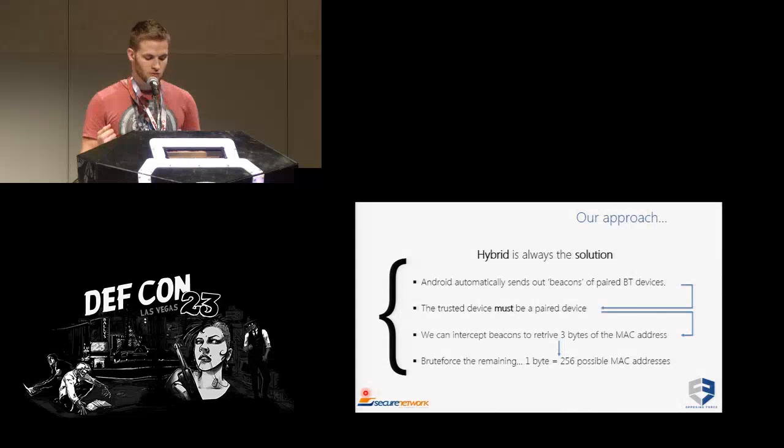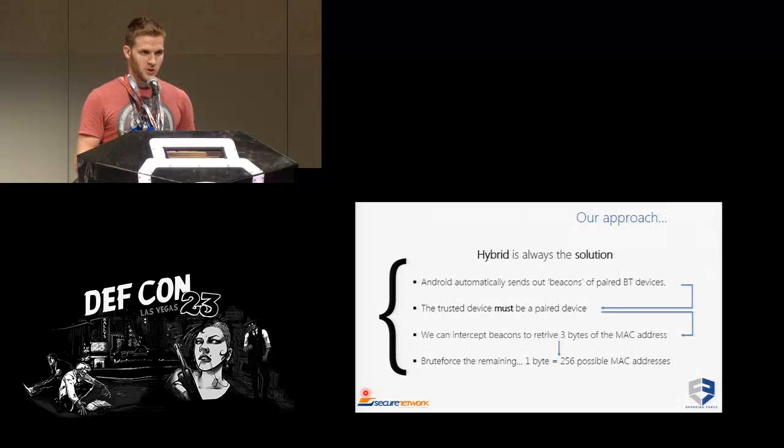So since the trusted device must already have been paired with the Android device, the beacons also contain part of the MAC address of the target device. So we can intercept those beacons, which are in clear text, retrieve 3 bytes of the MAC address and brute force the remaining byte, which means 256 possible MAC addresses, which is way less than 32 bits of entropy. Moreover, the last byte we need is also part of the manufacturer part of the MAC address. So the real possibilities are much fewer.